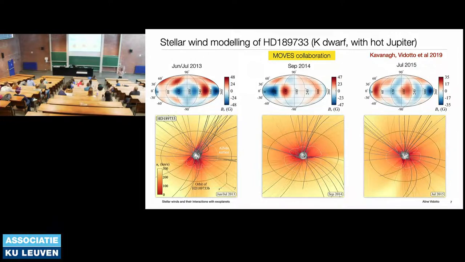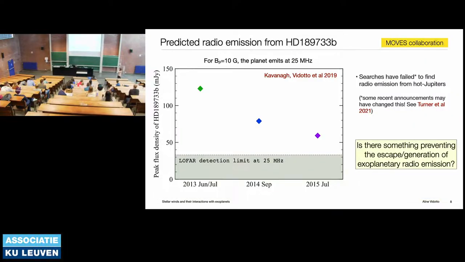So we could then, in theory, extract the values of the stellar wind, calculate what is the power dissipated in the magnetosphere of the planet, and then predict what is the radio emission. And that's what my student, Robert Kavanagh, worked on. He's a final month PhD student, I should say. And what you have here is the peak flux density, the radio emission he predicts for this particular planet for the different epochs where we studied the stellar wind. And this is the detection limit of LOFAR.